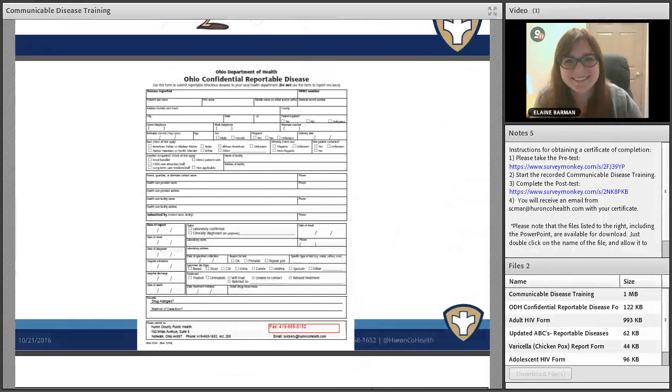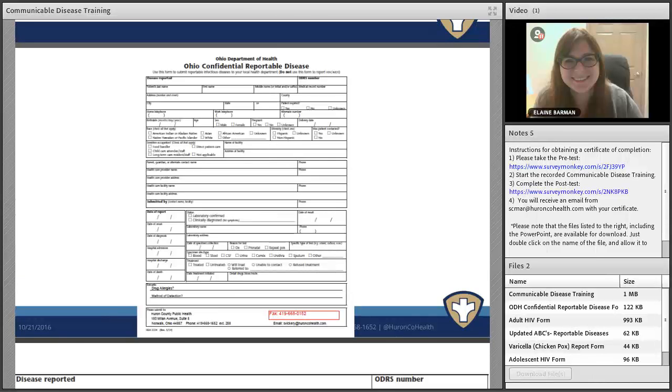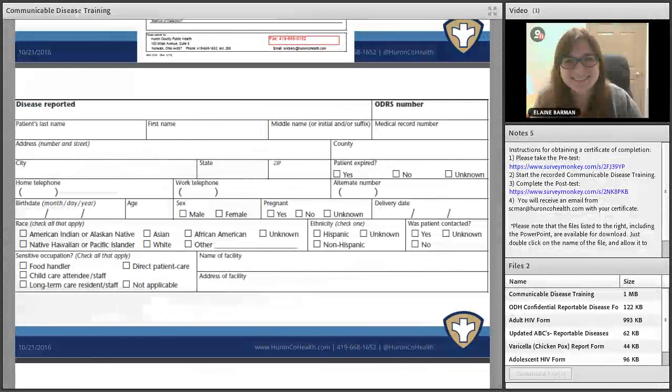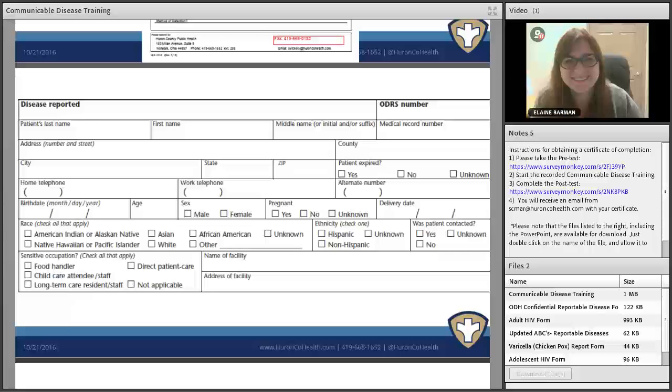Alright, so I keep talking about all of these forms. So what are these forms? I'm going to go through now with you how to fill out each of them. So this is the Ohio Confidential Reportable Disease Form. Again, this can be found in the File 2 tab on the right hand side, and it'll be named ODH Confidential Reporting Disease Form. So this is the form that needs to be filled out for reportable diseases.